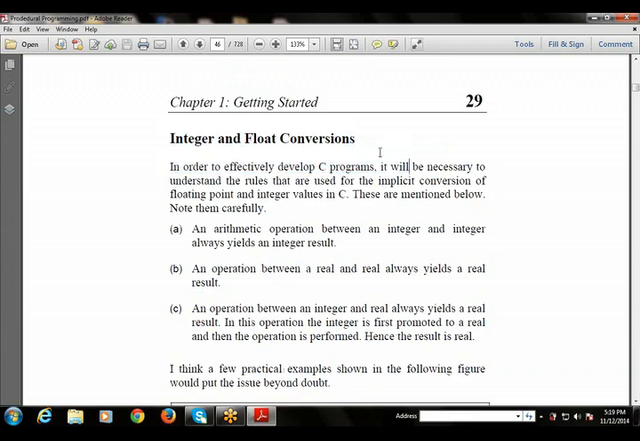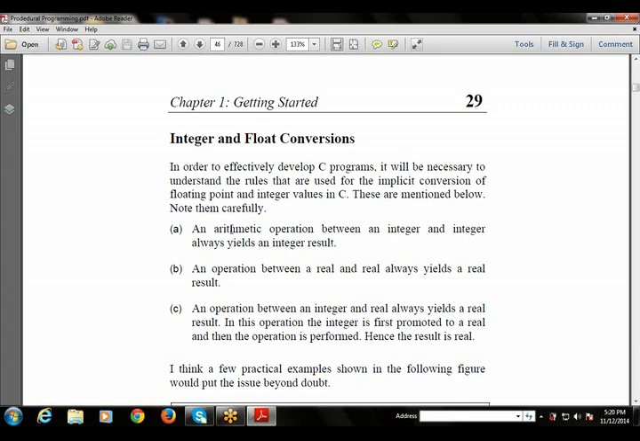Now, next is how to convert between integer and float, that is, the integer and float conversions. This point says, in order to effectively develop C programs, it will be necessary to understand the rules that are used for the implicit conversion of floating point and integer values. It is mandatory to convert between integer and floating point values.